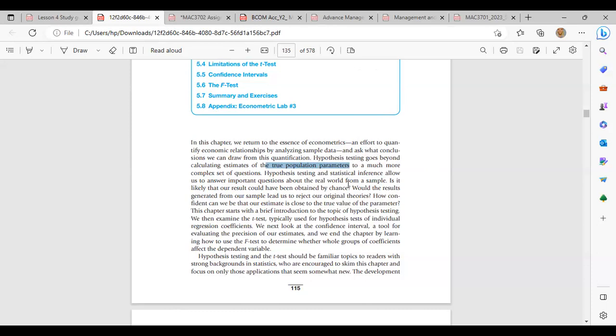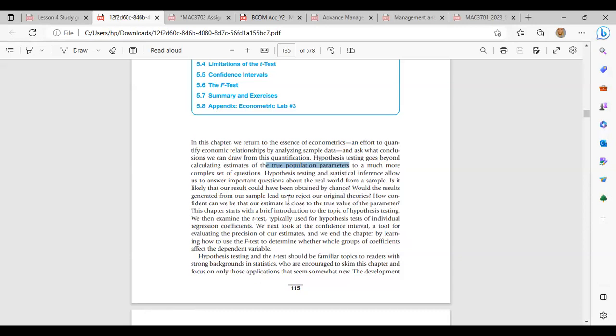So at the end of the day, now, hypothesis testing and statistical inference. Let me not put the cart before the horse; let's go step by step here. Hypothesis testing and inference allow us to answer important questions about the real world from the sample. At the end of the day, we have a sample, and we came up with parameters, beta coefficients, for that sample to estimate a relationship. Hypothesis testing and statistical inference are going to help us answer certain questions with regard to the real world from the sample, right?